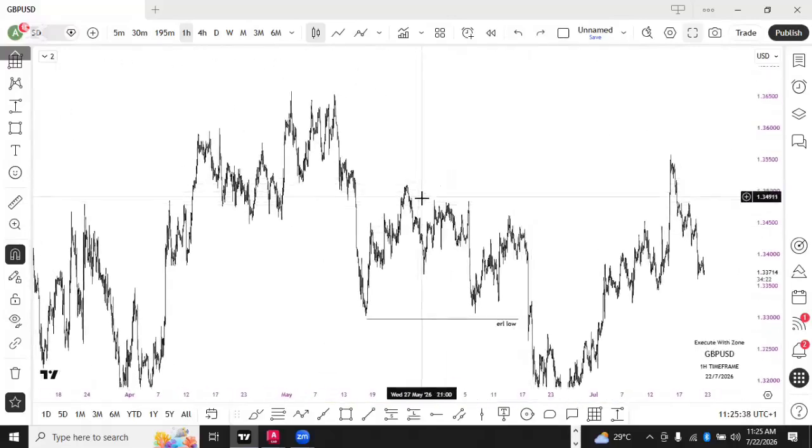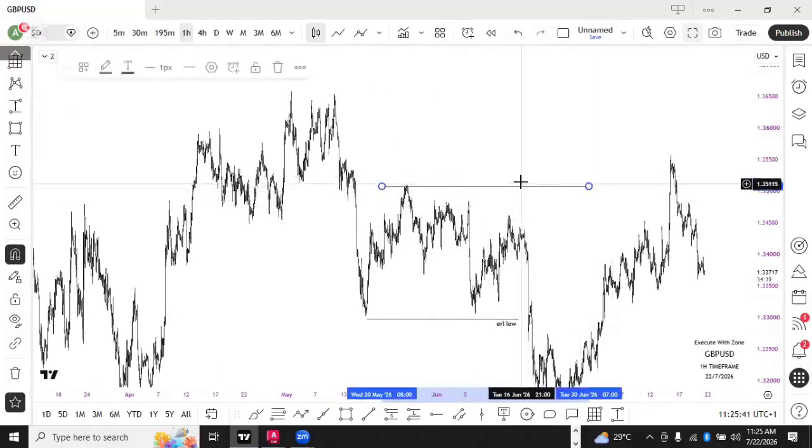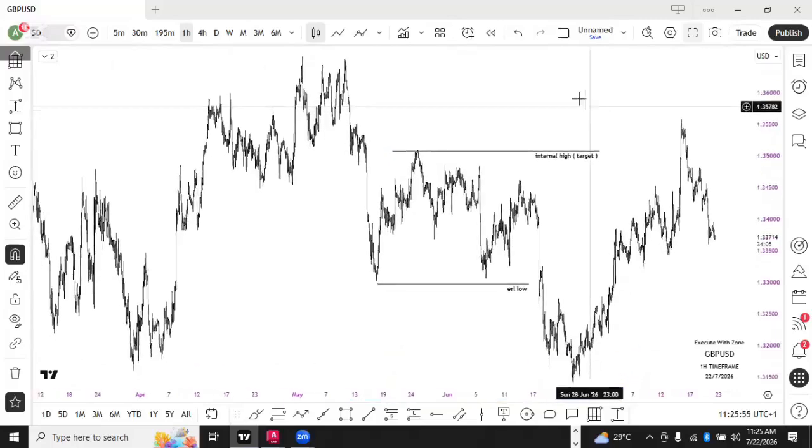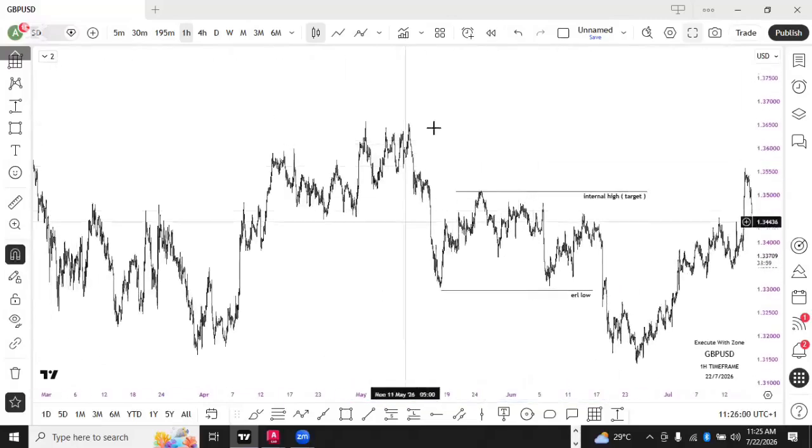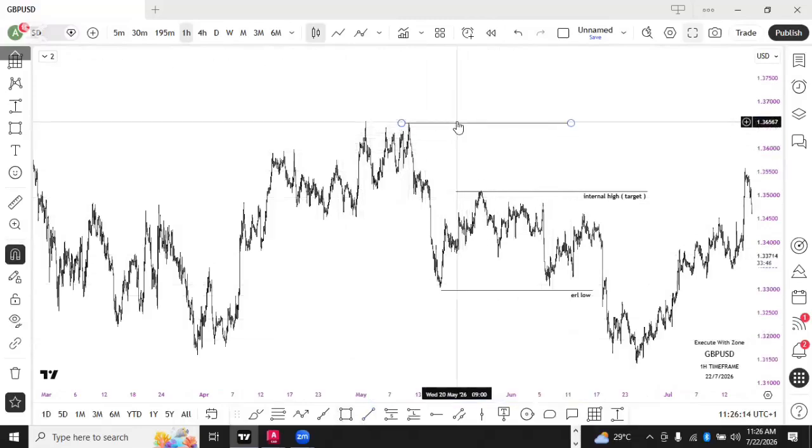So since this point is not valid to be used, you can just label it as what? Internal high target. So since this is your target, internal high target, because it's not a valid one. So where is the next high after this? The next high after this is actually this.